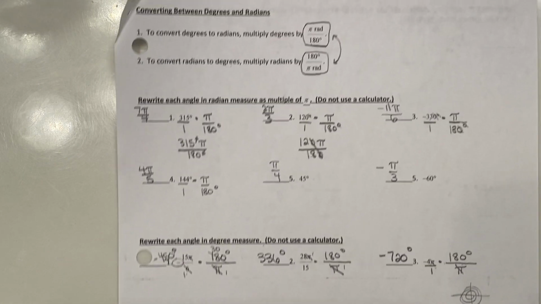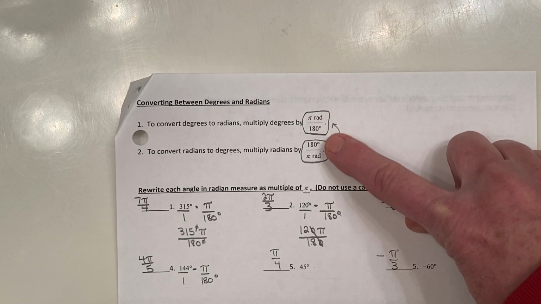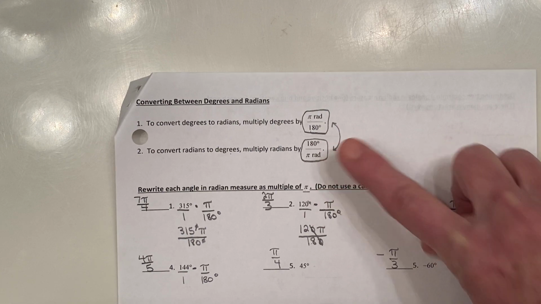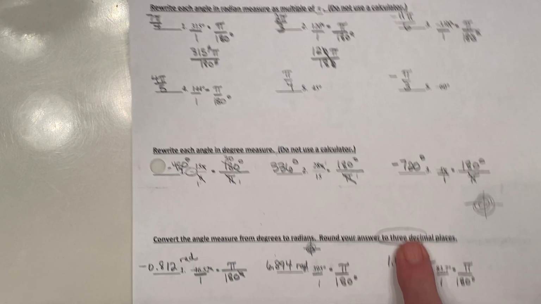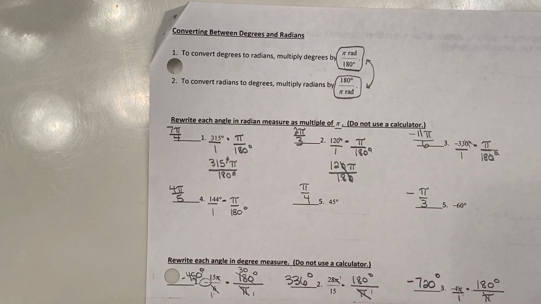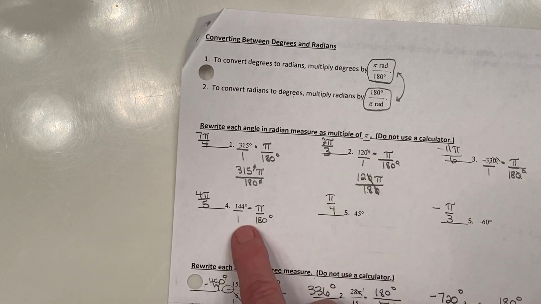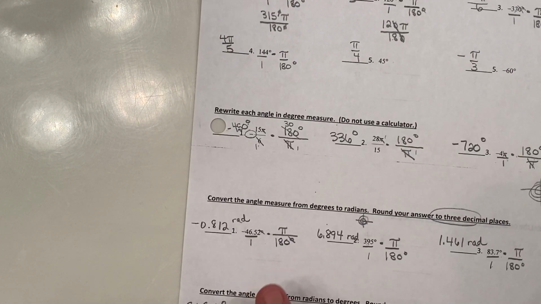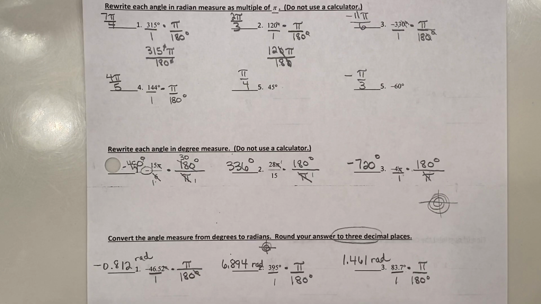All right, so the takeaway here is when we're converting, we either multiply by pi over 180 degrees or 180 degrees over pi. And we pay attention to how they want us to report the answer, rounded or in terms of pi. And if you get a radian answer, then you don't have to write the rad on the answer. But if you get a degree answer, it's critical that you put the degree symbol on that answer.